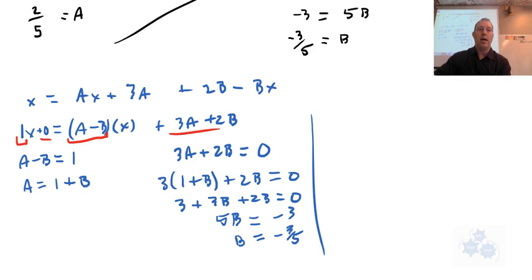So then, oh yeah, I guess all we need to do here now is to find out what a is. So a is 1 minus 3 over 5. So it would be 5 over 5 minus 3 over 5. So a is positive 2/5.